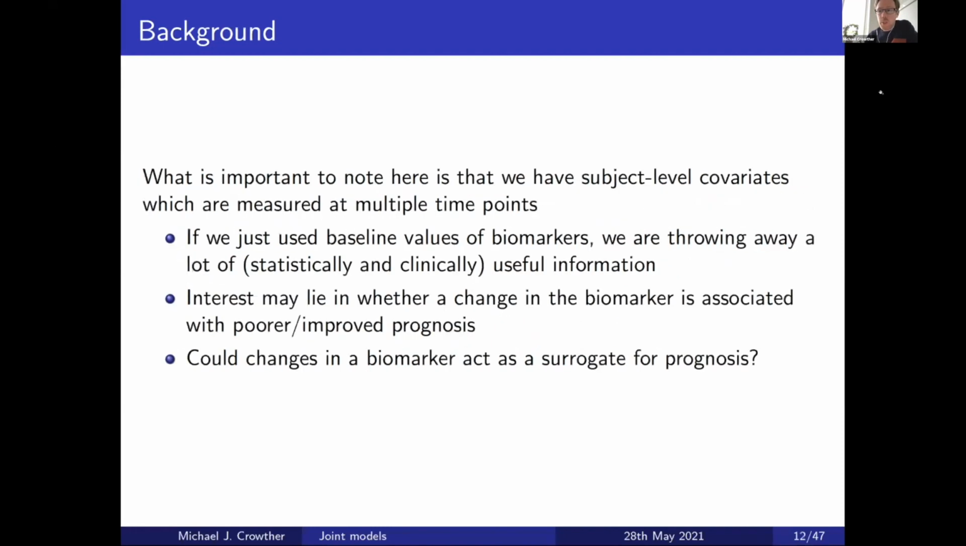So the things that are important to note here is that we very much have subject level covariates with our biomarker, which are measured at multiple time points. So if we just use our baseline values of the biomarker, well, we're simply throwing away a lot of potentially both statistically and clinically useful information. And of course, interest may lie in whether a change in the biomarker is associated with poor or improved prognosis. In other words, could changes in our biomarker act as a surrogate for prognosis?